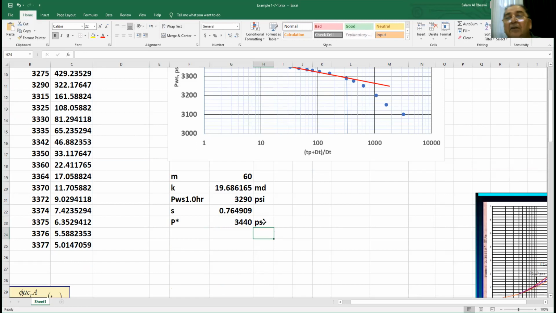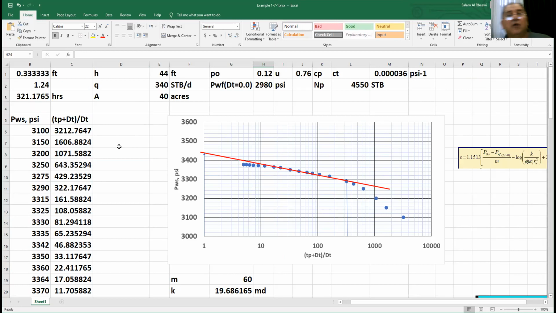Now you are done with the Horner plot. What you need to do is get TDA PSS, taken from table 146. But you need to know the shape of your reservoir. The question says the reservoir is a square drainage area, not circular. So we're going to go to table 146 and look for square drainage area.